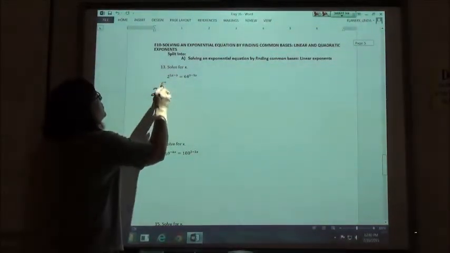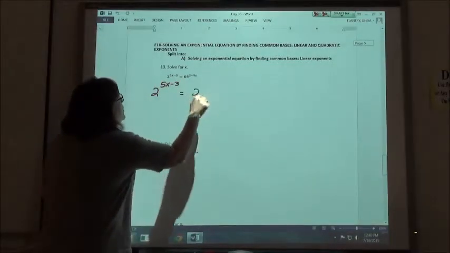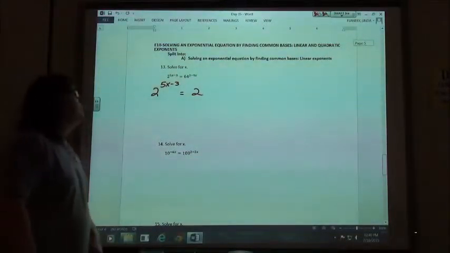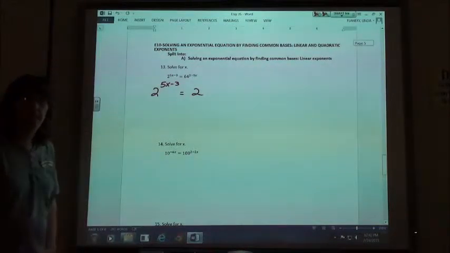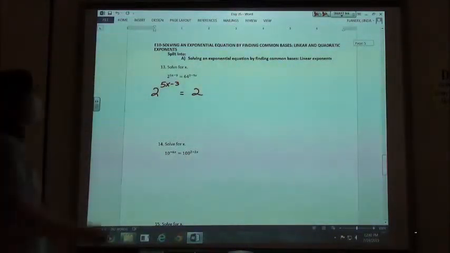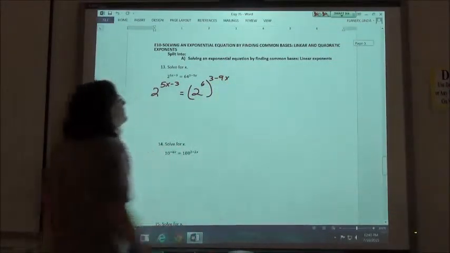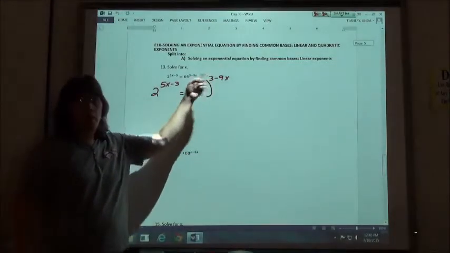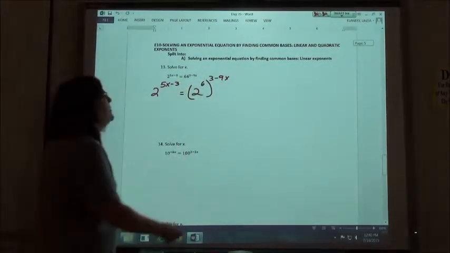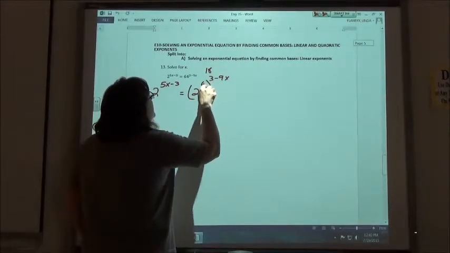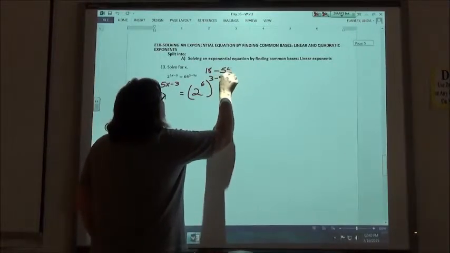So this is still going to be 2 to the 5x minus 3. 2 to the what power is 64? Sixth power. So we would say 64 is 2 to the 6th raised to the 3 minus 9x. When we raise to a power, we multiply those exponents, right? So 6 times 3 is 18. 6 times negative 9x would be minus 54x, right?